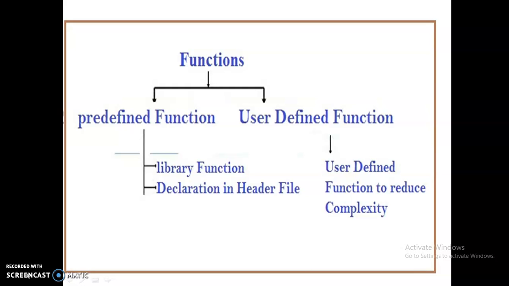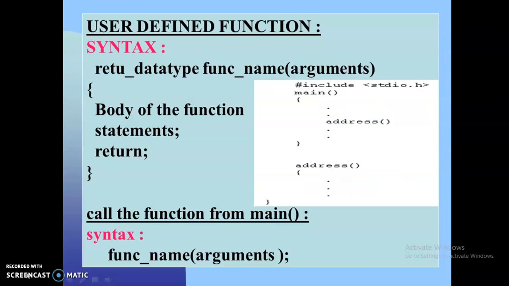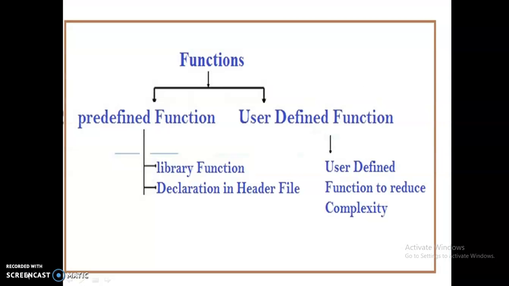A user-defined function is mainly used to reduce the complexity of the program. Why do we say it reduces the complexity of the program? A particular set of statements may be repeated in many places throughout the program. At that time, you need not repeat the statements again and again. You put these statements under a particular name and you can just call it. So that is the use, reducing the complexity of the program by using user-defined functions.